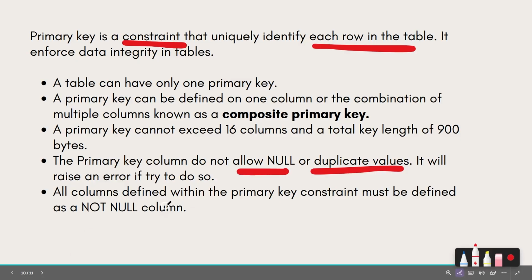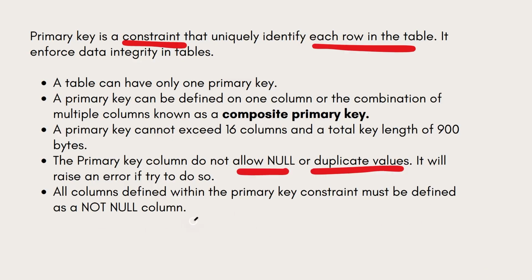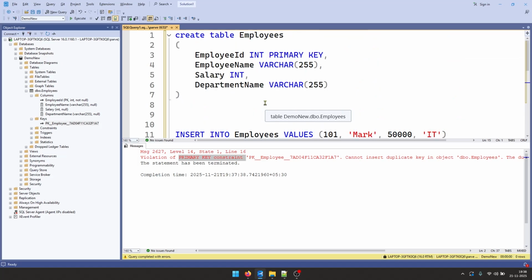All columns defined within the primary key constraint must be defined as a not null column. Okay, so if you are creating a composite key, then all the columns which you are considering for a composite key should be not nullable. So this is how you can create primary key in SQL Server.